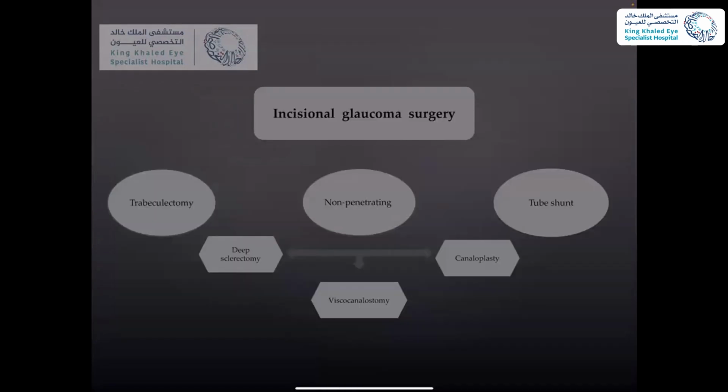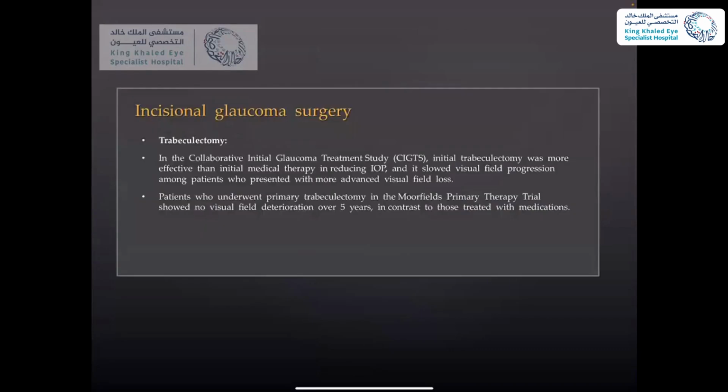What about surgery? What surgical options do we have? In primary open-angle glaucoma, we have an additional type of surgery that we can do, which is non-penetrating. Also, we have what can be done for all types of glaucoma, which is trabeculectomy and tube shunt surgery. For non-penetrating, we have deep sclerectomy, viscocanalostomy, and canaloplasty also.